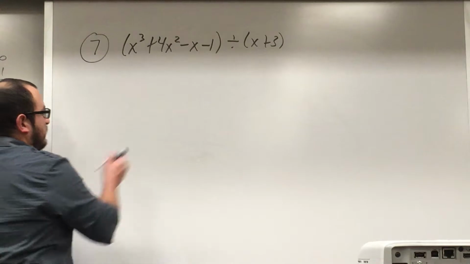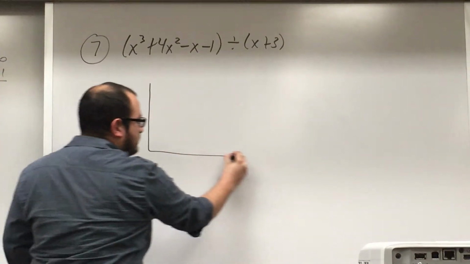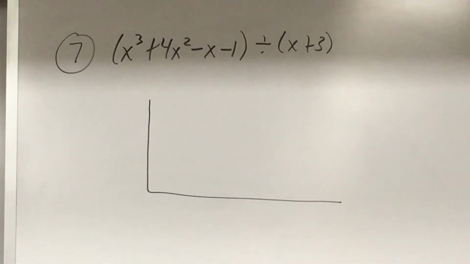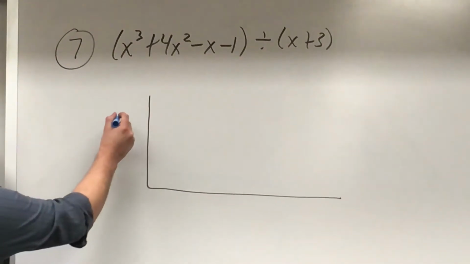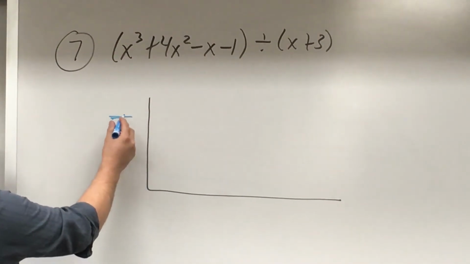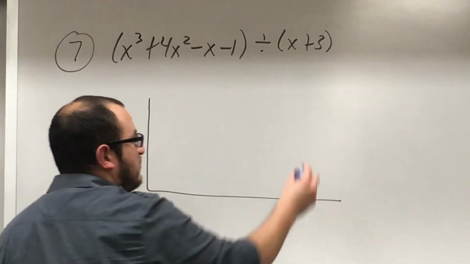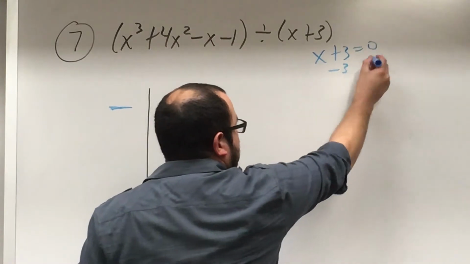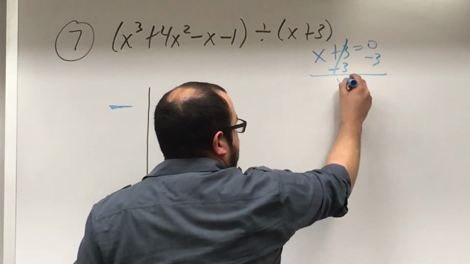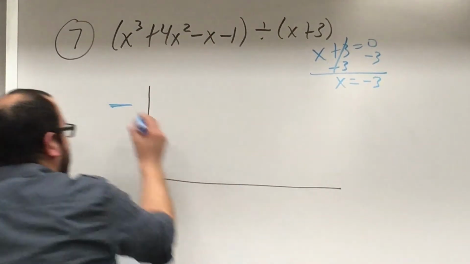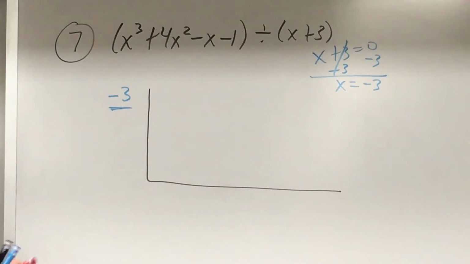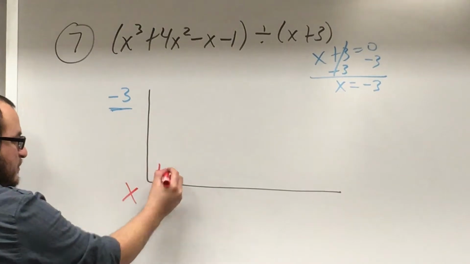So create your L shape, I don't know what you call this, chart, I guess. And remember, this number is going to come from your divisor, but you have to actually solve for it. So x plus 3 equal to 0, subtract 3. So x is equal to negative 3. So negative 3 goes on the outside. Remember that we're multiplying and adding on the inside.